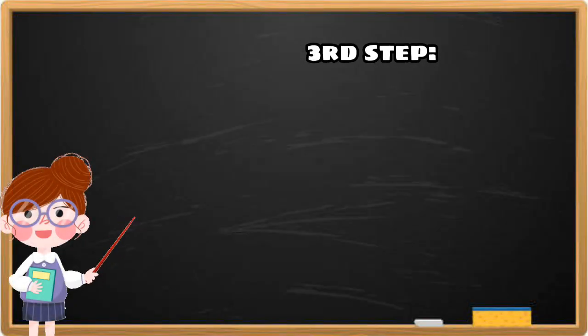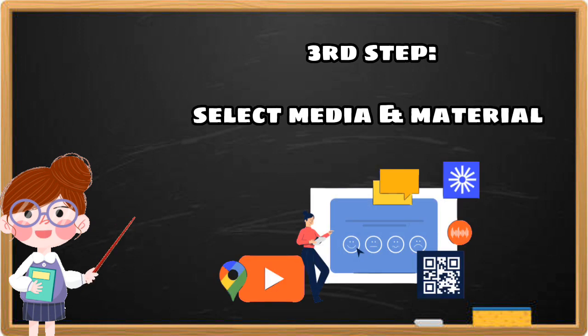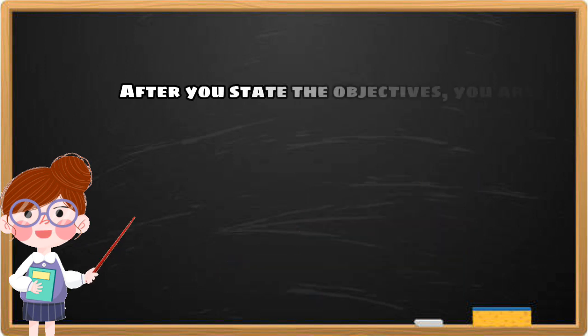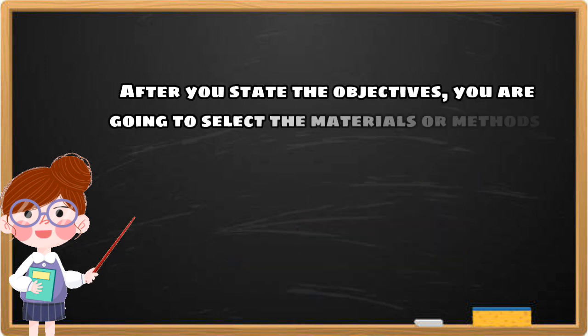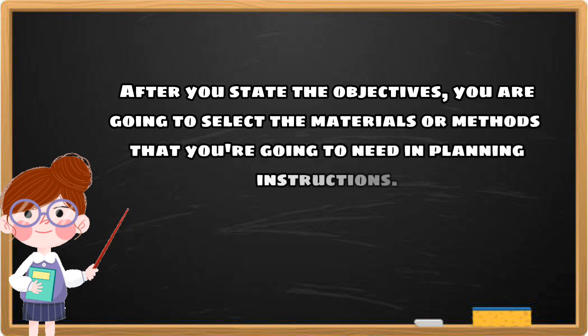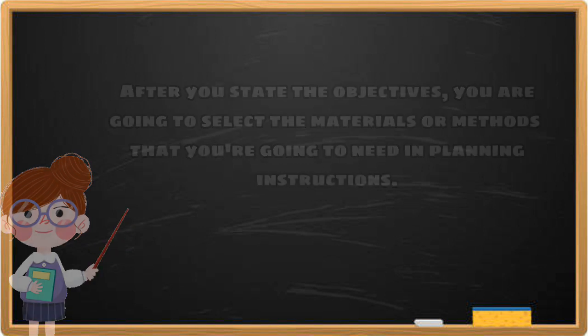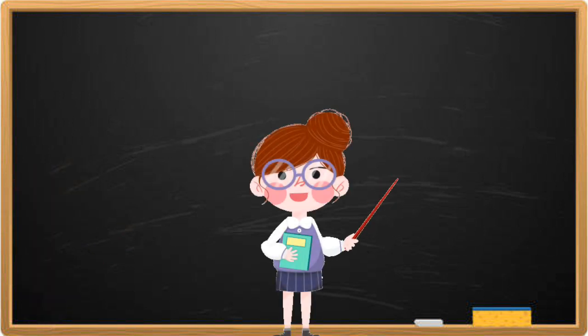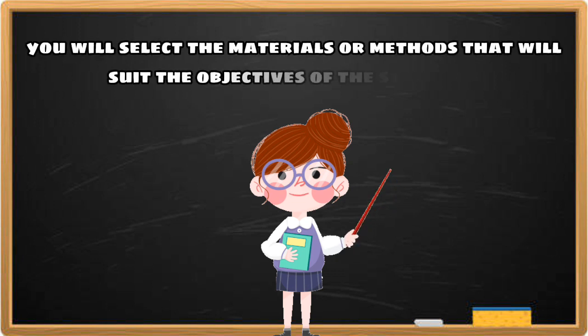The third essential element of the Assure model is to select methods, materials, and media. After you state the objectives, you are going to select the materials or methods that you are going to need in planning instructions. It is important to select the best materials for your students because it will create better learning for them. Also, you are going to select the materials or methods that will suit the objectives of the students.